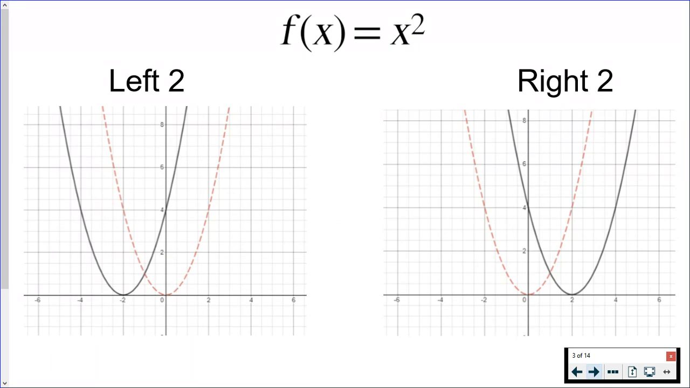And this is what those equations look like on a graph. So the red is actually the original f of x. And then the black parabola was the equations that I just found.